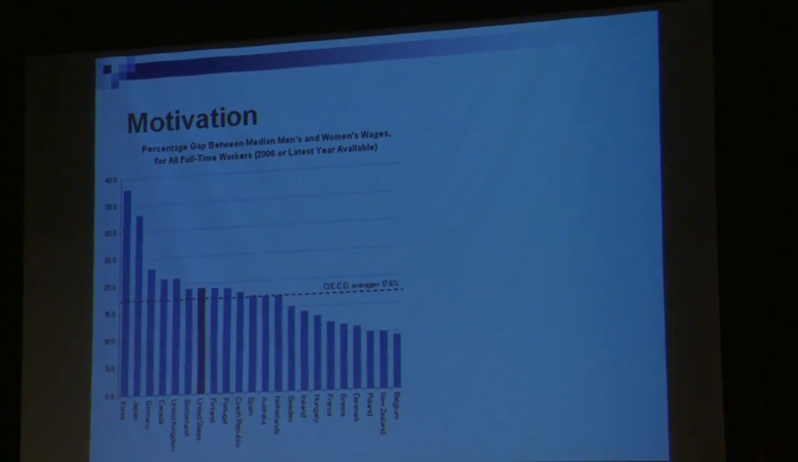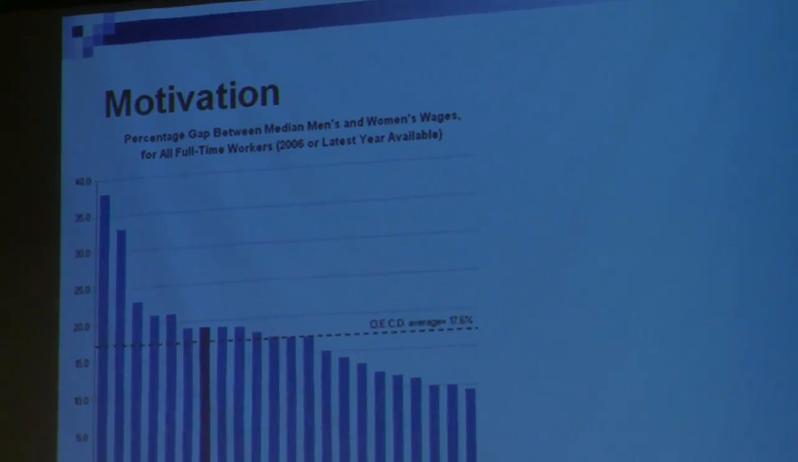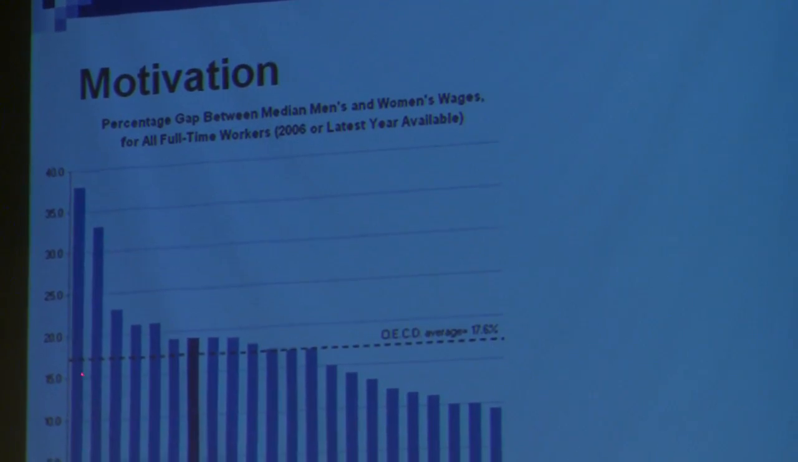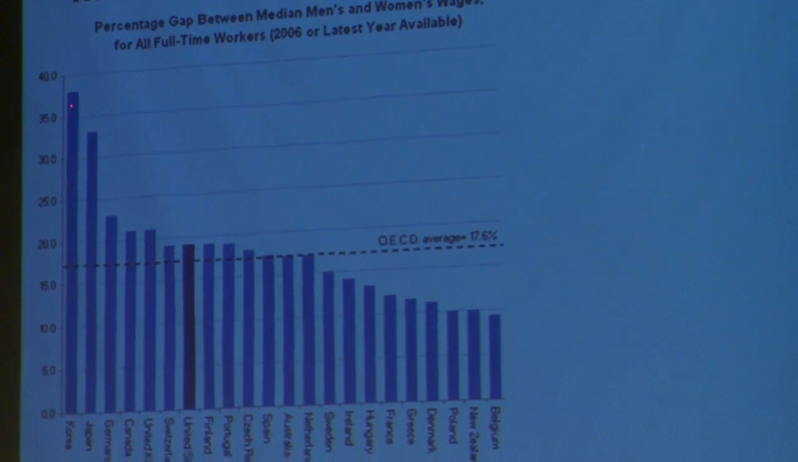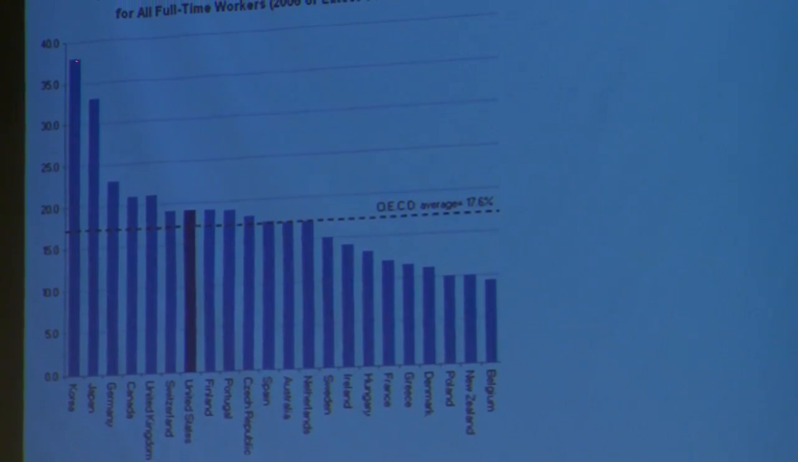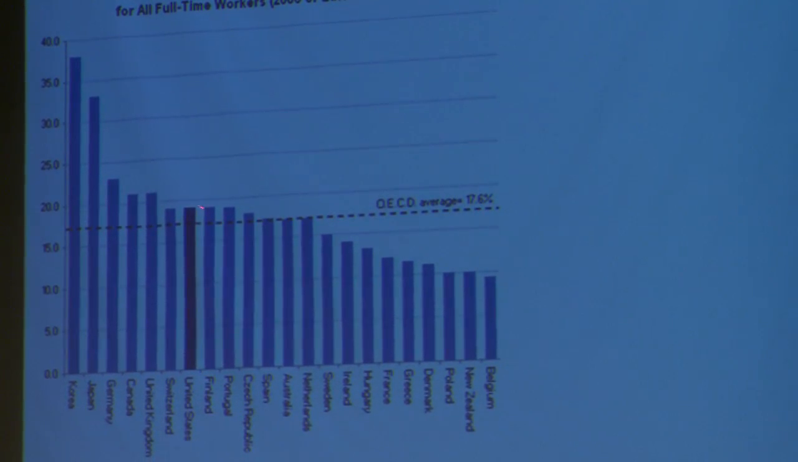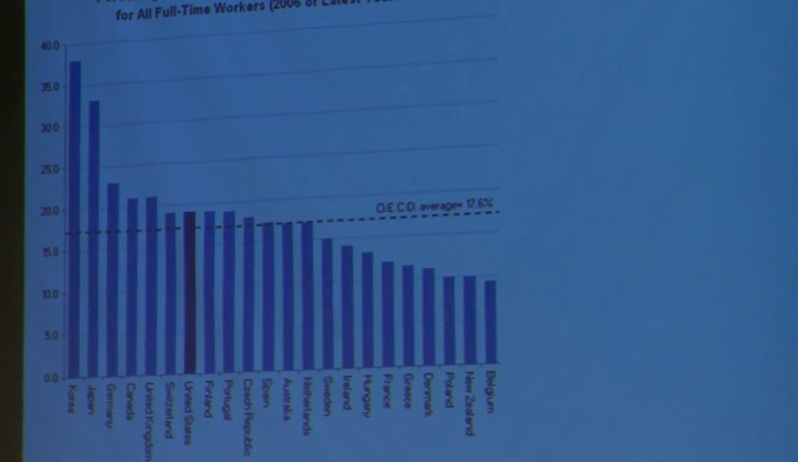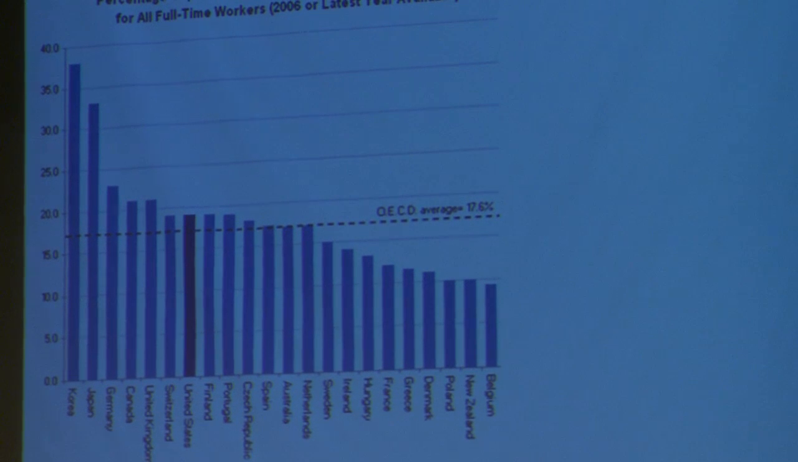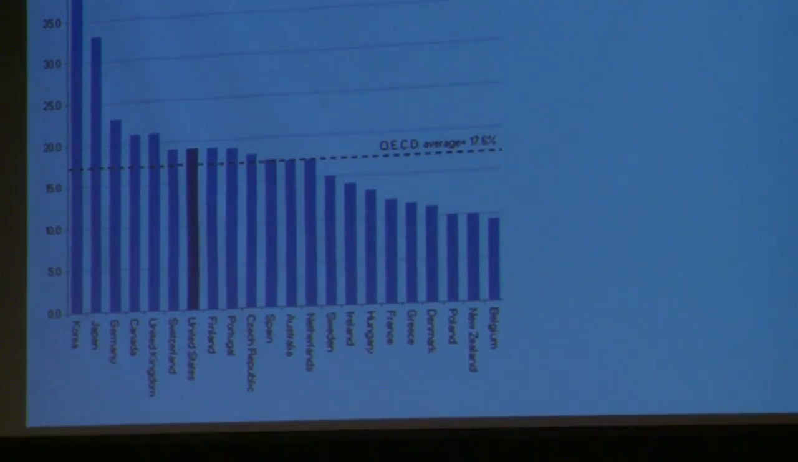So one way to look at it would be to look at the percentage gap between median men's and women's earnings or wages. Here's Korea here, so that tells you that men earn nearly 40% more, the median man compared to the median woman. The OECD average is about 17.6%. The US is a bit above the OECD average. So if you just look at the raw wage data, for every dollar that men earn, women earn about 80 cents. Those are just in the data.